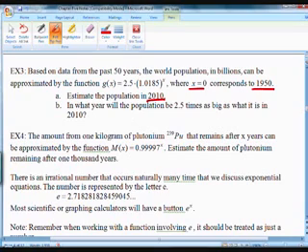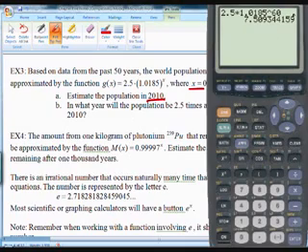To find out, go back to your calculator. That's what it is in 2010. We want to know when it will be 2.5 times bigger than that. So the easy way of saying that question is, when will the population reach 18.77 billion people?